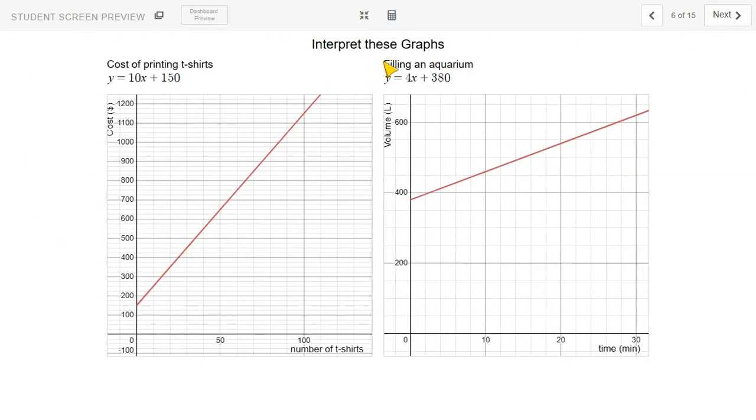Now let's interpret these graphs again. We've got the cost of printing t-shirts. Now this one, a lot of places where you print t-shirts, you might have to pay a flat rate for them to even consider taking your order. They have to set up their machines to print your design, and that would be a flat rate here of 150.